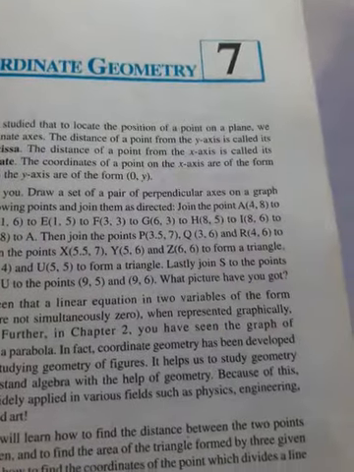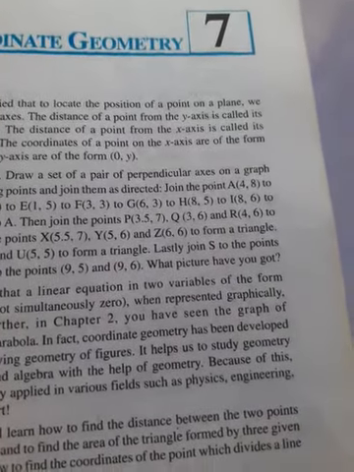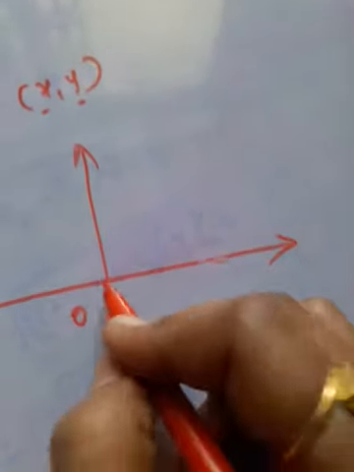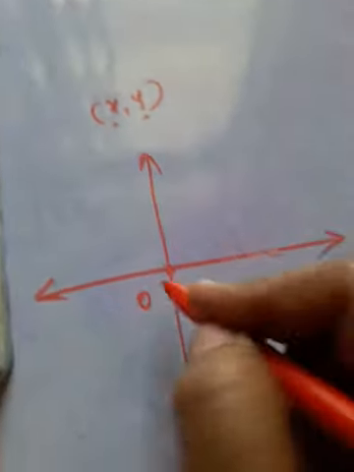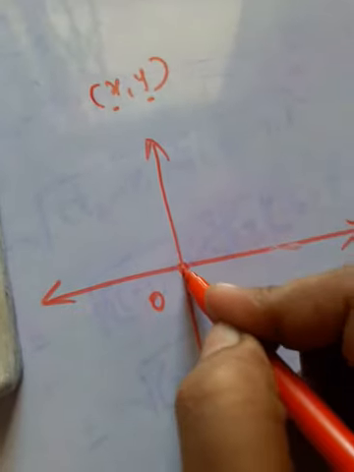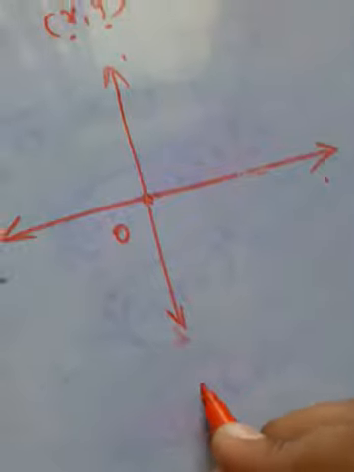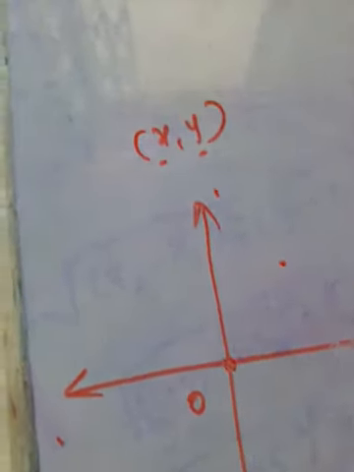Okay. Then the x-axis is also called the abscissa. The y-axis is also called the ordinate. This is the origin point, where two lines are perpendicular to each other. x-axis, y-axis, negative x-axis, negative y-axis, indication of points, draw the graph. Okay, now here is coordinate geometry.